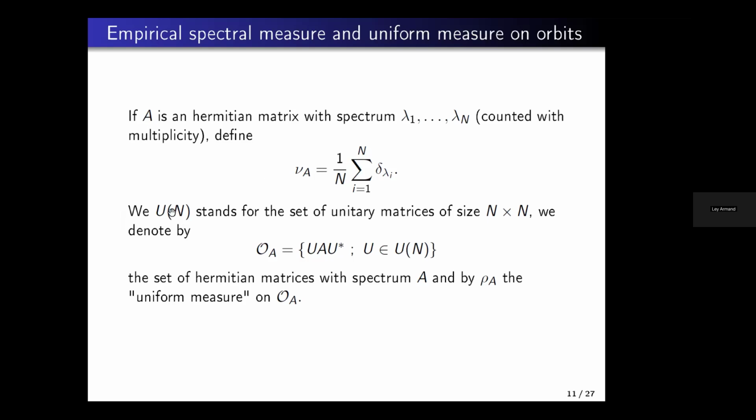Okay, so this is for the definition of ν_A. You can also define U_N, the set of unitary matrices of size n times n. And you define O_A, the set of Hermitian matrices that have the same spectrum as A, which has this form according to the spectral theorem. And you have a way, I will not dive into the details, to choose uniformly matrices on this set O_A. The measure that expresses this uniform choice, I will denote by ρ_A.